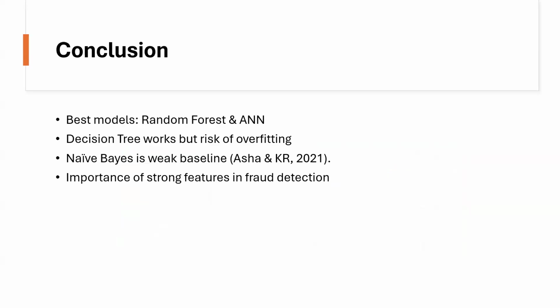In conclusion, the best models, I can say, are random forest and ANN. Decision trees work, but with risk of overfitting. Naive Bayes is a weak baseline, and strong features are important in fraud detection. So the best models were random forest and ANN, both achieving very high performance and very suitable for fraud detection. The decision tree also worked very well, but overfits if not controlled. Naive Bayes acts as a simple baseline, but it's not strong enough for the task.